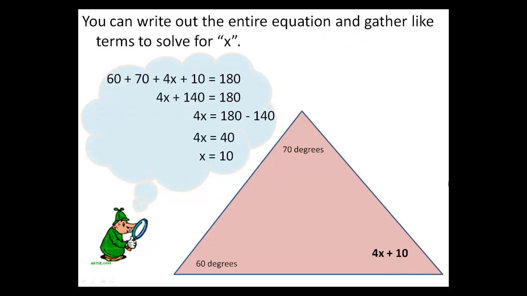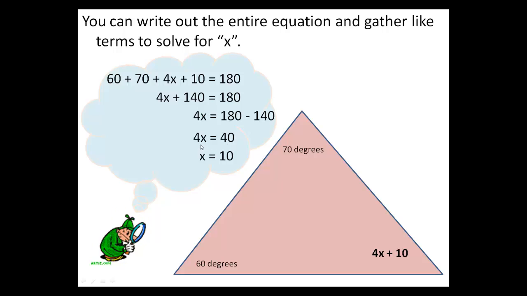You can write out the entire equation and gather like terms to solve for x. That's one approach. We can gather the integers 60, 70, and 10, and together they equal 140, plus the 4x. We would have 4x plus 140 equals 180 degrees. The next step would be to subtract 140 from both sides of the equation, and it would look like 4x equals 180 minus 140, which gives us 4x equals 40.